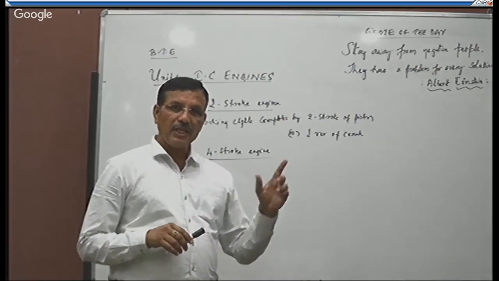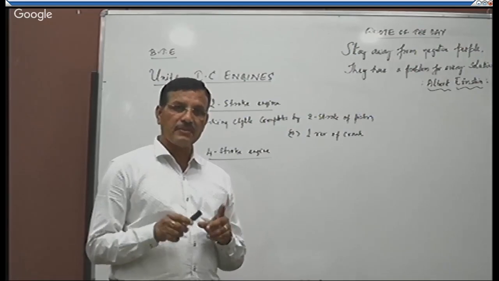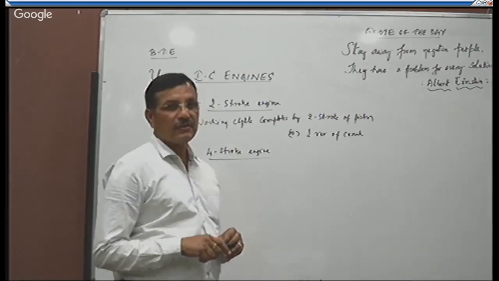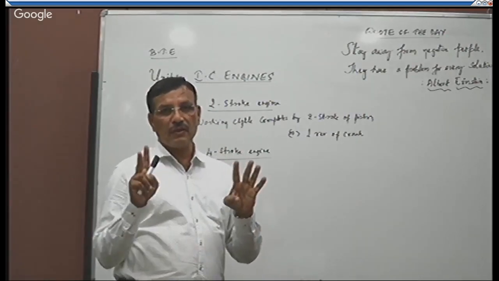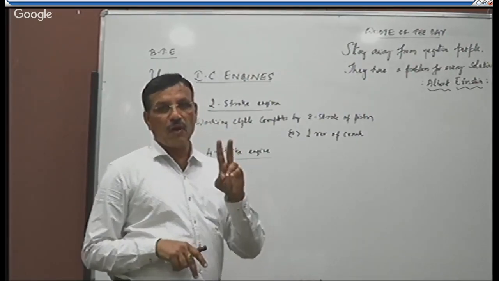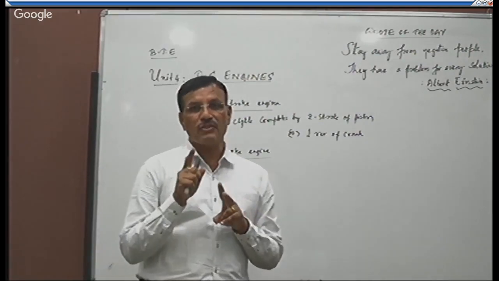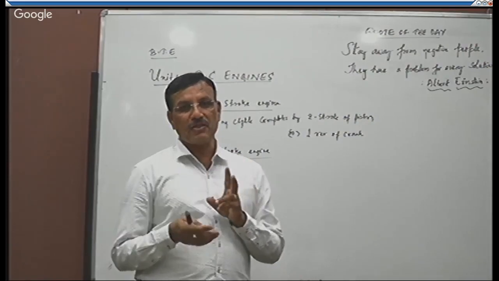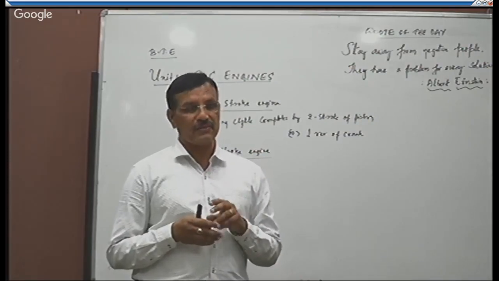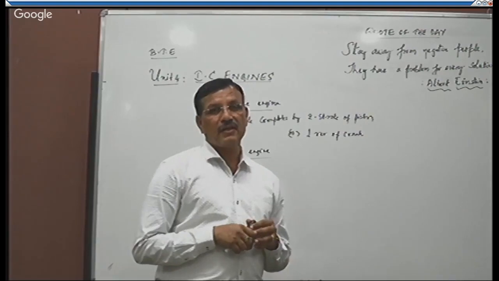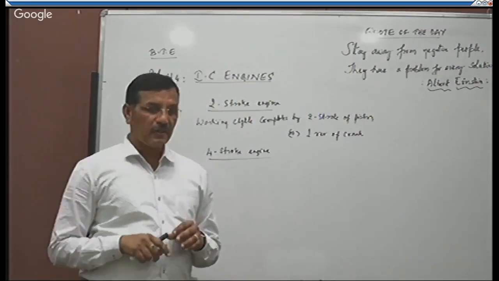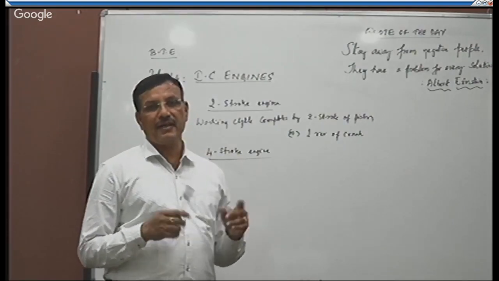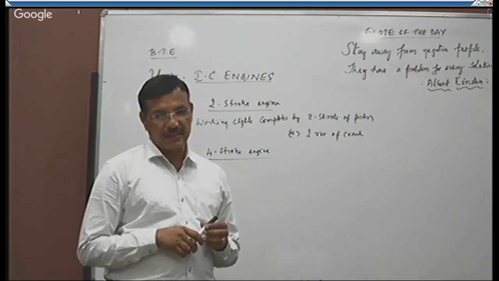Therefore, each operation takes place in each stroke. Whereas in a two-stroke engine, there are four operations but only two strokes. Therefore, two operations take place in one stroke, and in another stroke another two operations take place. Like this, the working cycle is completed. So this is a very important question: define two-stroke engine and four-stroke engine.